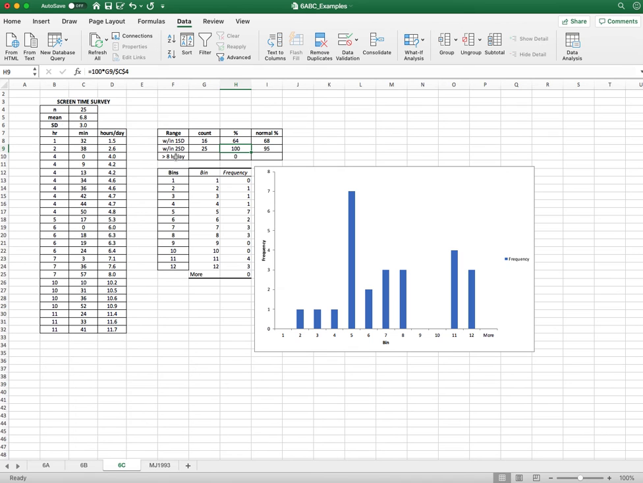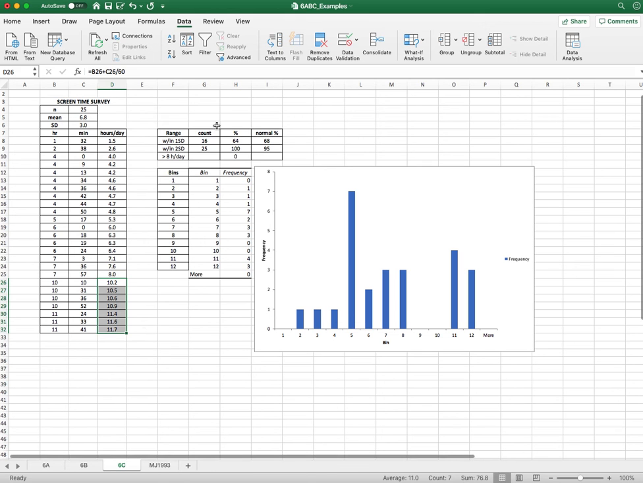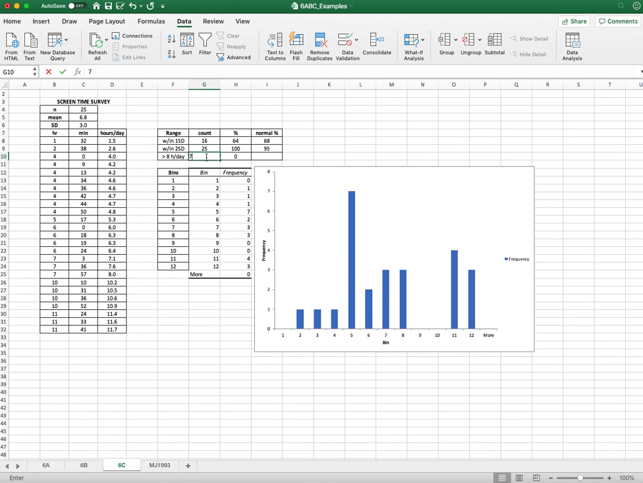So above 8 hours per day would be the data from here down, right? So above 8 doesn't include 8, and that's a count of 7. And that would be 28% of the data is above an 8. What would a normal distribution say?